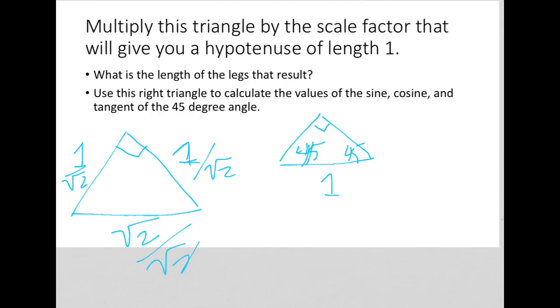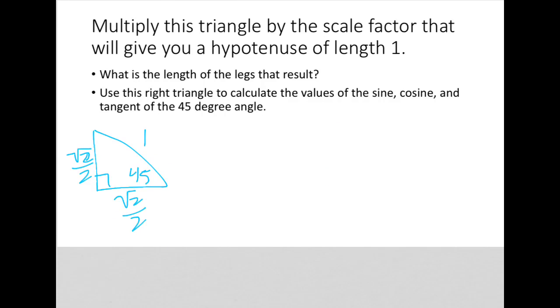Well, 1 over square root of 2, we need to rationalize that. So we need to multiply it by the square root of 2 over 2, which will give us, oh, I lied, I just did a Freudian slip. Multiply it by root 2 over root 2. In the denominator, root 2 times root 2 is 2. In the numerator, 1 times root 2 is root 2. So we get root 2 over 2, and the same for the other leg as well.